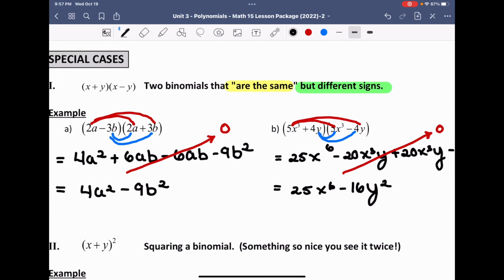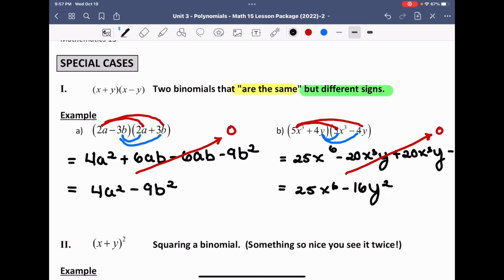So here's the trick. When you see two binomials that are the same but have different signs, you know that the middle terms are going to eliminate because you have a plus and minus version of them. And it doesn't matter what numbers you give. As long as the binomials are the same but with different signs, the middle will always eliminate.